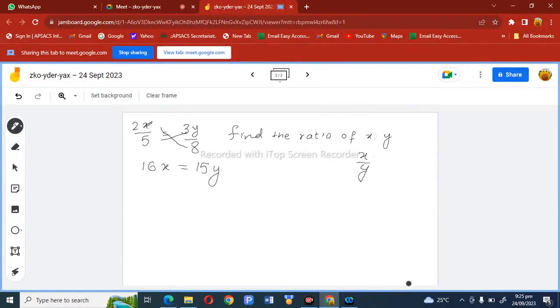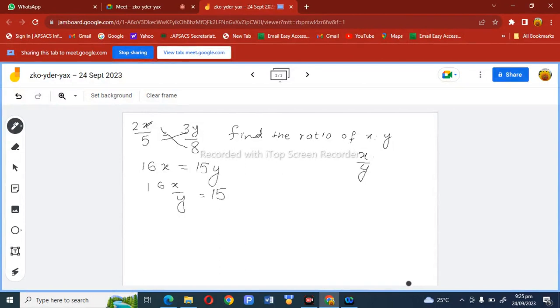Y is multiplying with this 15. When we come to this side, it will be divided. Okay. So I can write it as 16x over y is equal to 15. 15 is left here, so we don't need this 16. Okay, so we can move this 16 to this side.